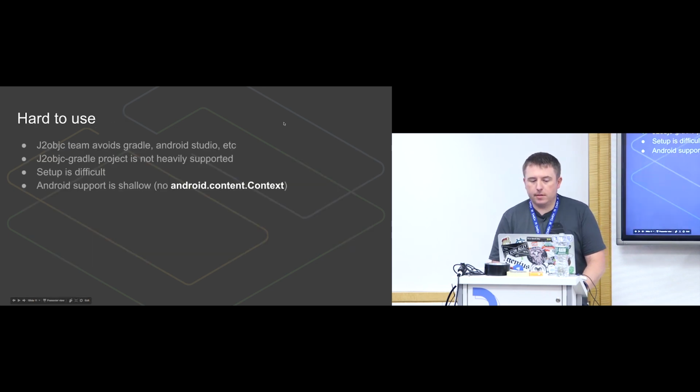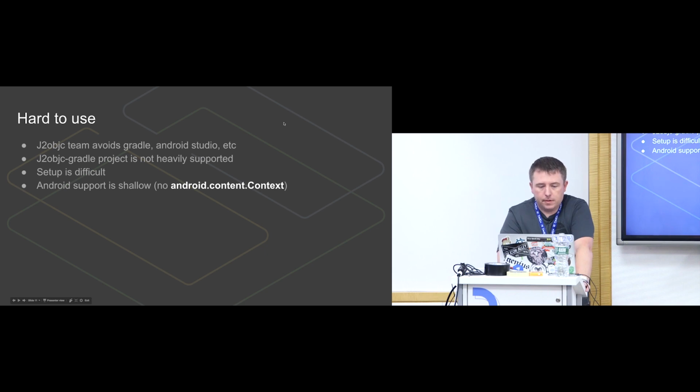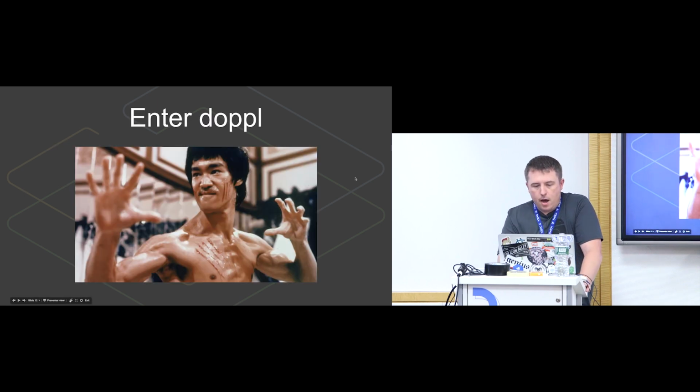And there are reasons, and it's because J2objc is very hard to use. The team avoids Gradle explicitly in their discussion groups. They avoid Android Studio. There's a J2objc Gradle project. It was not heavily supported. It is officially not supported now. The people that are working on it are out. And there were plenty of issues that I found with it. Setup is difficult, and Android support is shallow. There's no context, which we can get into whether context was a good design thing or not, but that's a different discussion. It exists. Enter Doppl, if you know what the picture's from, and the dragon.